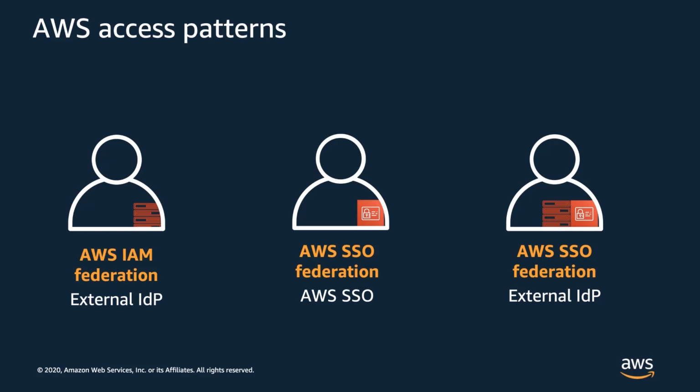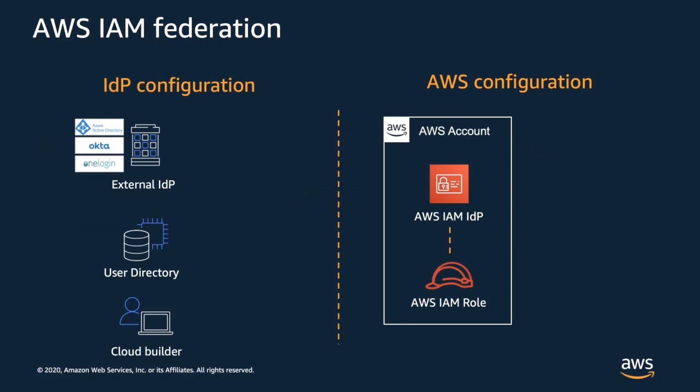an external identity provider. So with the first one, AWS IAM federation, you're essentially setting up a trust between each and every one of your AWS accounts and an external identity provider, such as Okta or Ping or OneLogin or Azure AD. So what does that configuration actually look like?